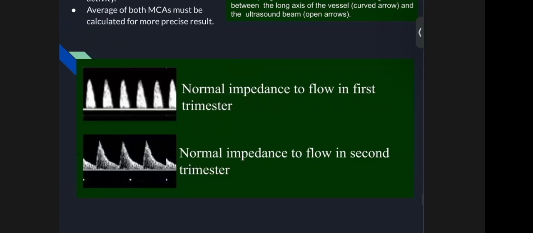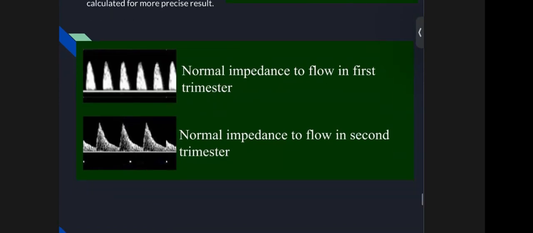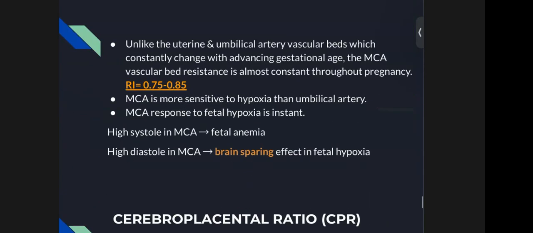This is how a normal impedance to flow in first trimester looks like, and a normal impedance to flow in the second trimester in an MCA artery. Unlike uterine and umbilical artery vascular beds, which constantly change with advancing gestational age, the MCA vascular bed resistance is almost constant throughout pregnancy. RI is constant. RI is 0.7 to 0.85.